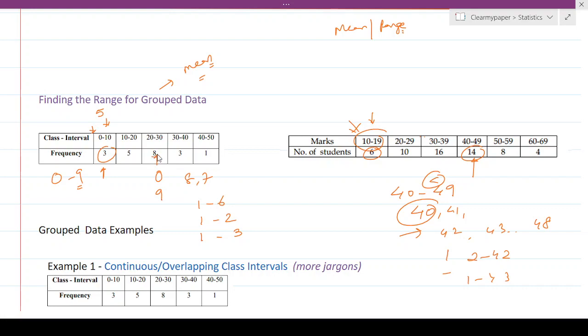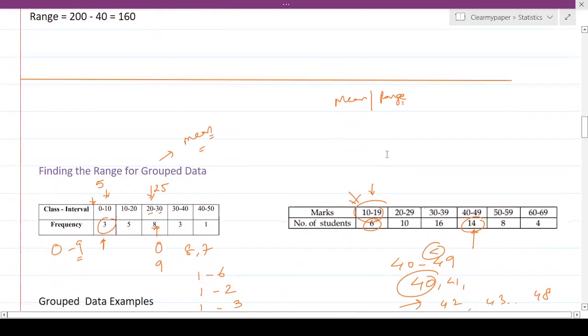In this class interval of 8 students, all the students would have got 25, because 25 is the midpoint between 20 and 30. That's how we assume that. Similarly, there is a way to assume the midpoint for the range also, and we calculate that.